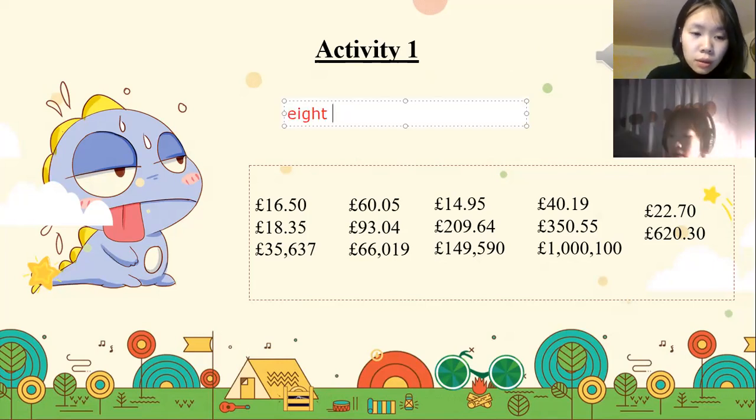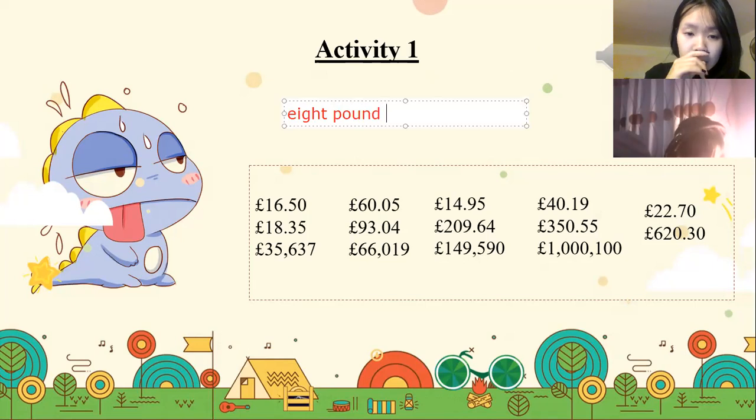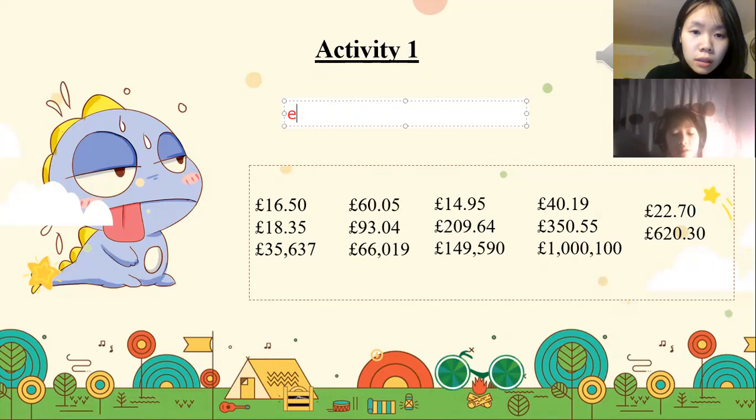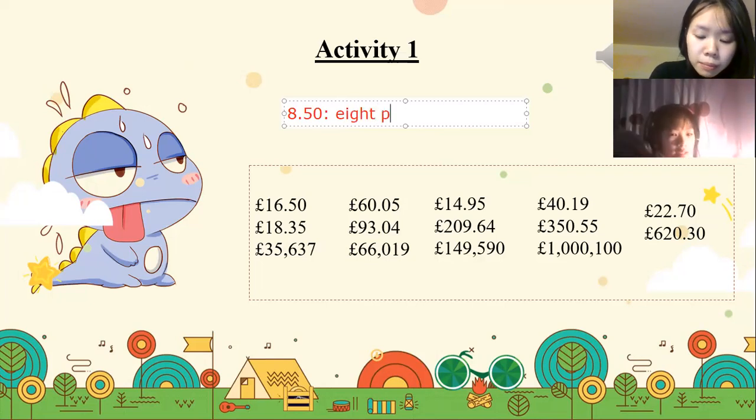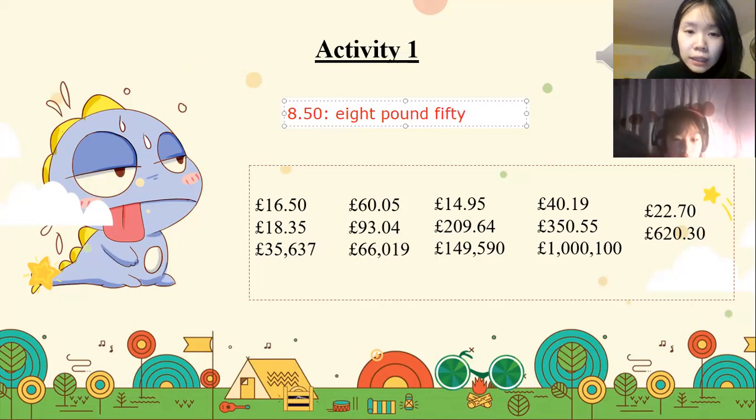Eight. £8.50 chẳng hạn. 8.50 thì con sẽ gọi là £8.50. Đúng không? Cách thứ hai là gì? $8.50 đều được. Đúng không? Nghe lại xem nào.